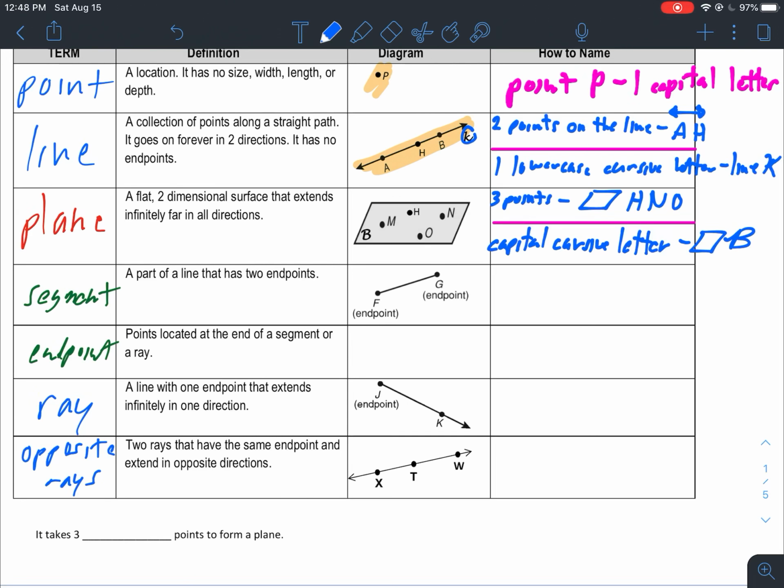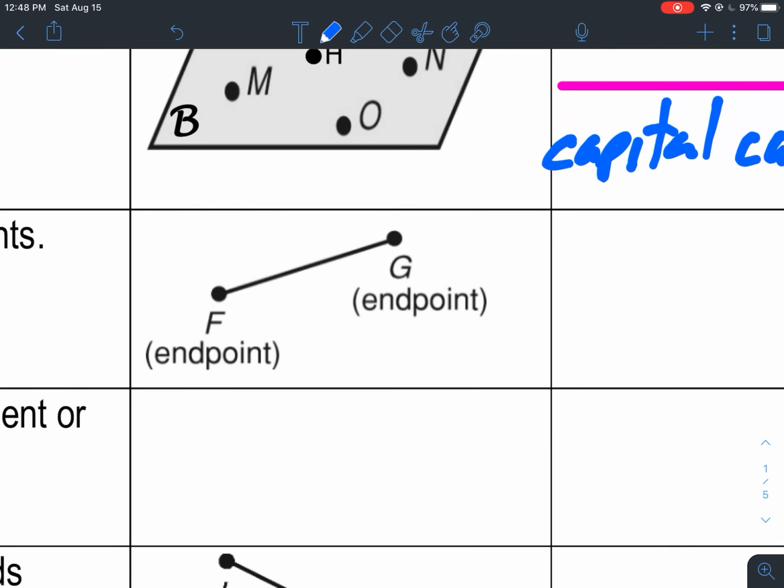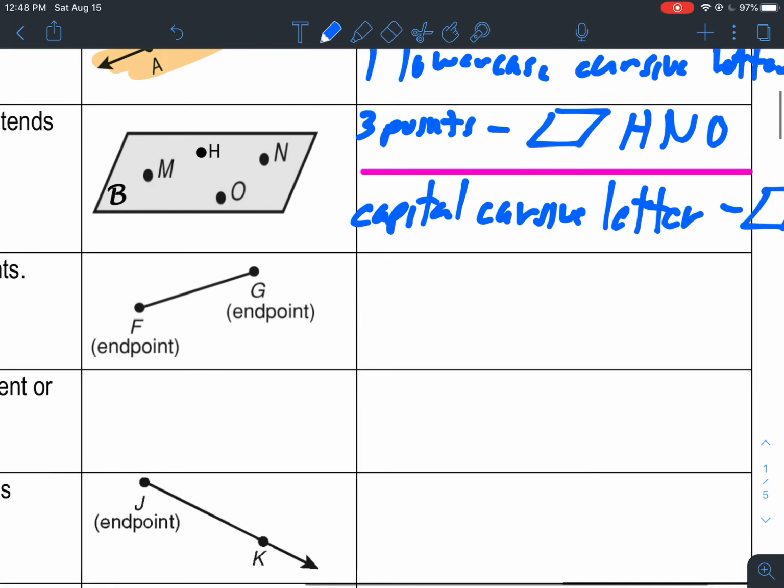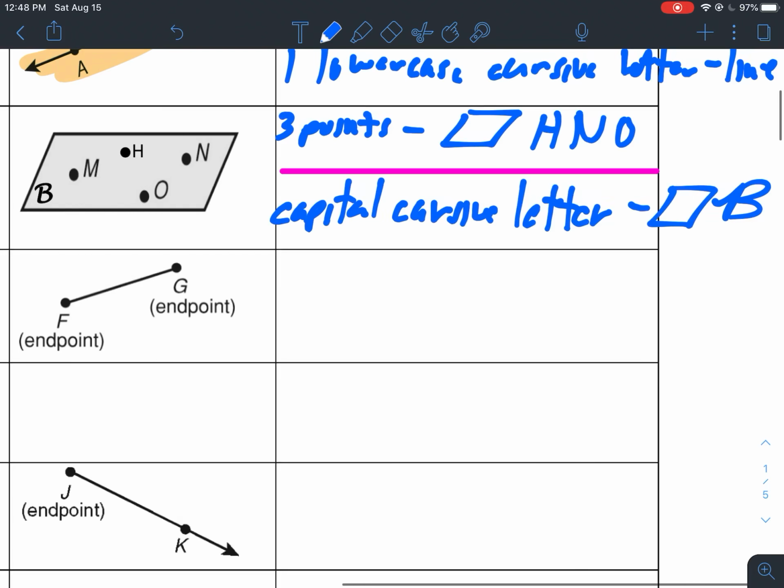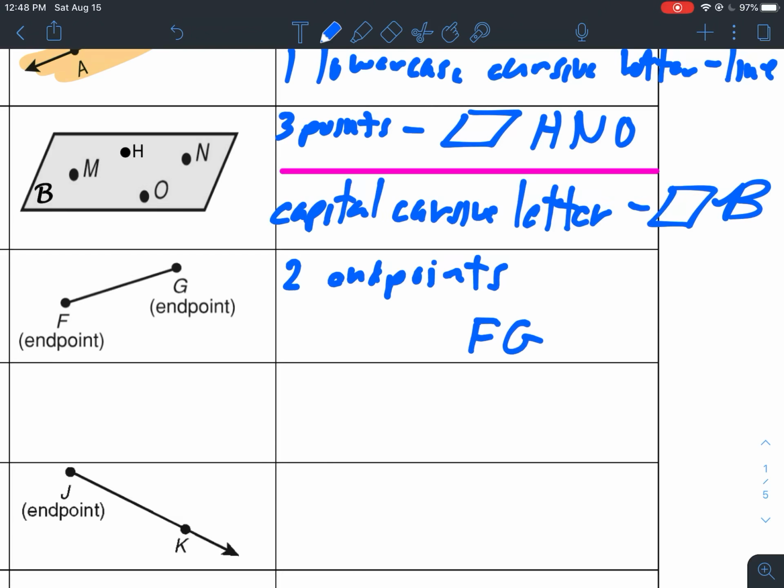Next term is a segment. A segment is a piece of a line that stops in both directions. It has 2 endpoints. So you can see here, that's a segment, okay? There's only one way to name a segment. To name segments, we must use the two endpoints. So a segment is named by its two endpoints. So in this picture, we would call this segment FG. And what you do is you put a little segment hat on top of it. No arrows, because segments don't go on forever. So that's just what our segment looks like.